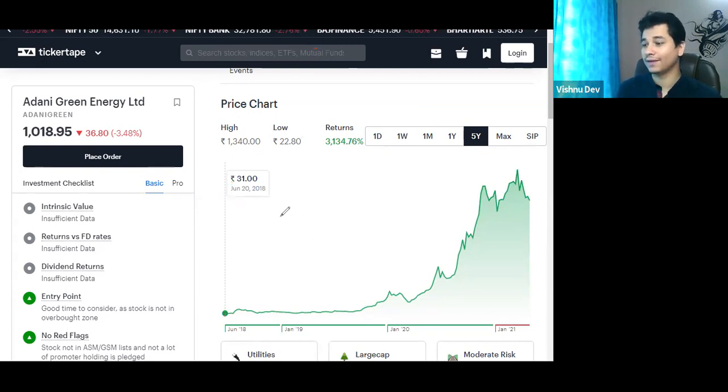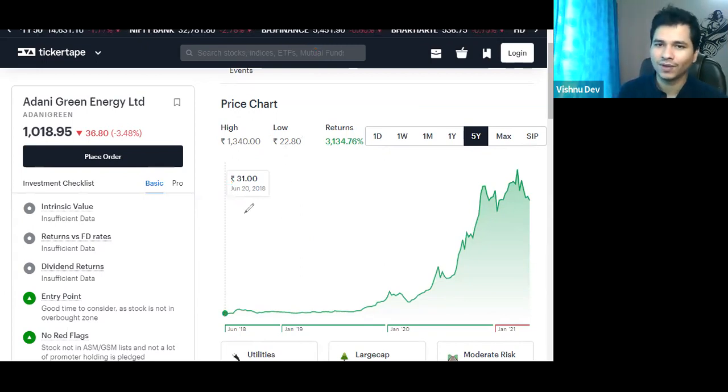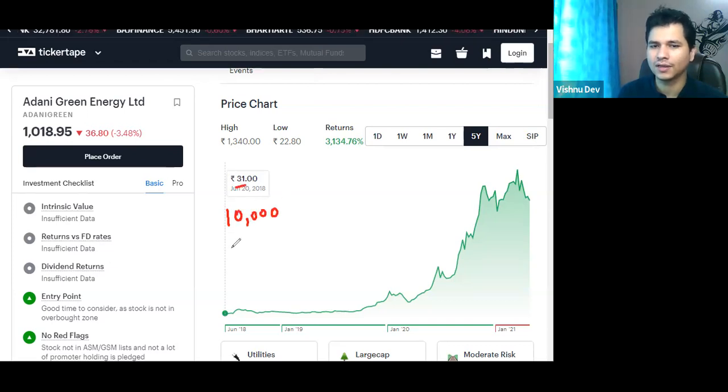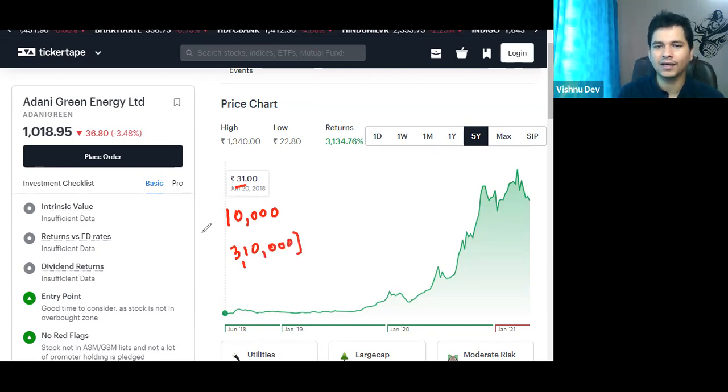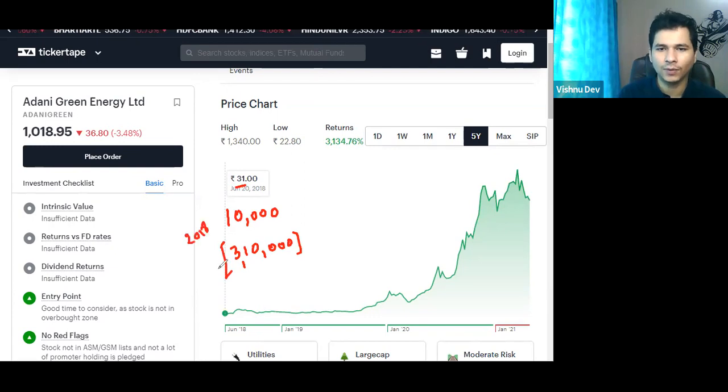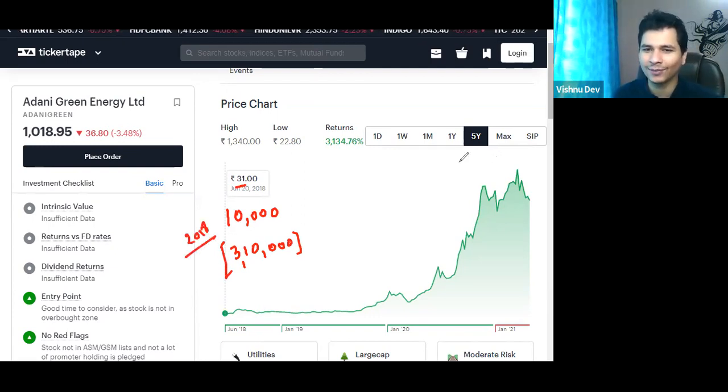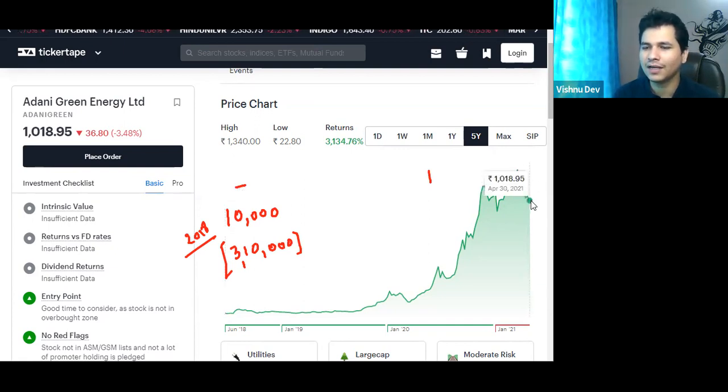If someone would have bought shares, 31 rupees पे मान लो आप would have bought around 1 lakh shares, or suppose 10,000 shares, right? है ना? 10,000 shares कितने का हो जाए बताओ? 3 lakh 10,000, right? In which year? 2018, है ना? अब बताओ, अभी आज के दिन मेरे पास कितने रुपए होते?